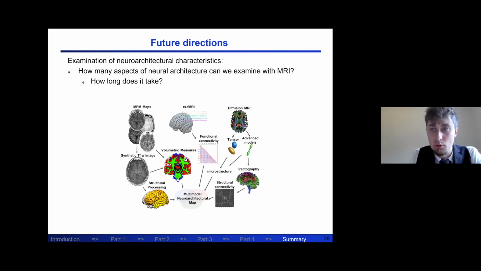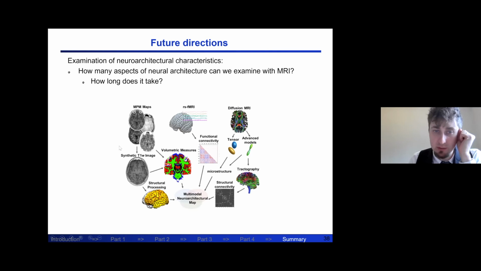But what we want to do is examine these neuroarchitectural characteristics. And the question then is, of course, how many aspects can we examine with the MRI and how long does it take? So what we're doing at the moment is that we combine just 3 different sequences.